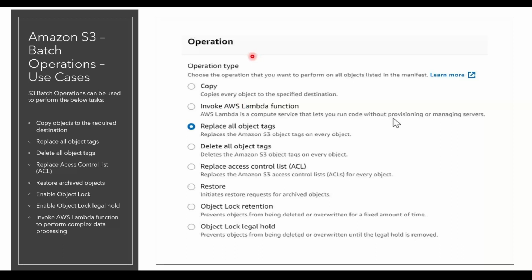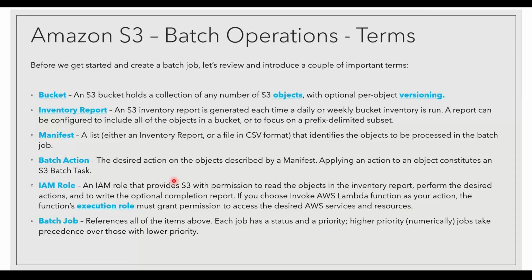So these are the general common operational activities or management tasks that we perform on Amazon S3 objects, like copying them between buckets, invoking the Lambda function whenever there is a new file coming in, replacing the tags, deleting the tags, updating the permissions, restoring the file, updating the lock retention. So you can do a lot of stuff here. These are the common operations use cases that we generally deal with.